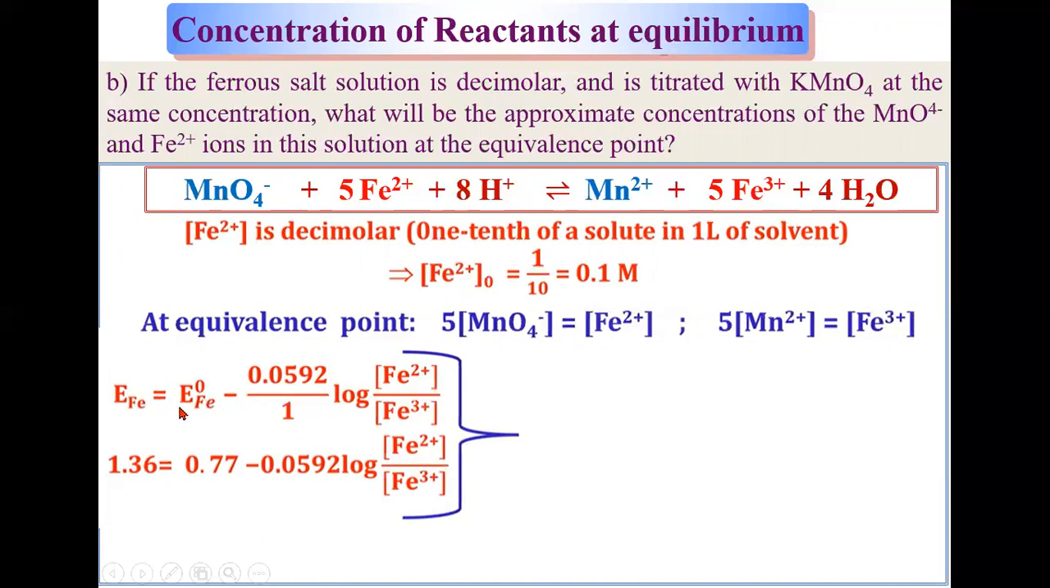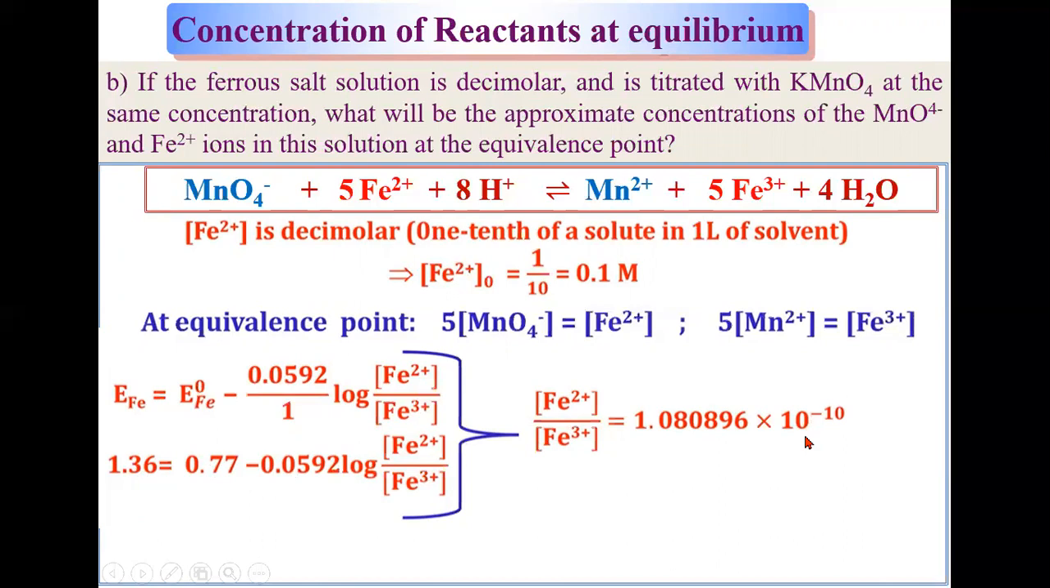So E of the Fe couple equals E naught of the Fe couple minus 0.592 divided by 1 log of the reductant divided by the oxidant, since I have a minus sign there. And therefore, now we have E at equivalence, which is simply equal to the E of the Fe in my solution. Substitute for that, you have E naught of the Fe, and get a ratio between the concentration of the two iron species.